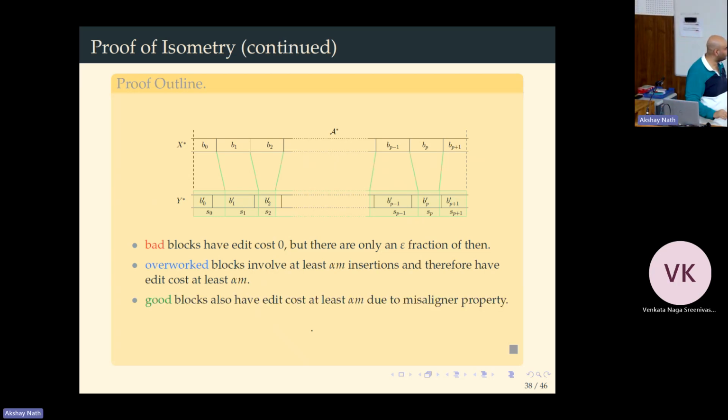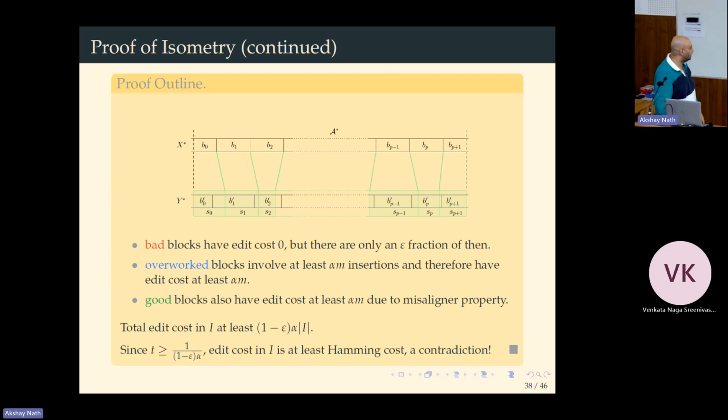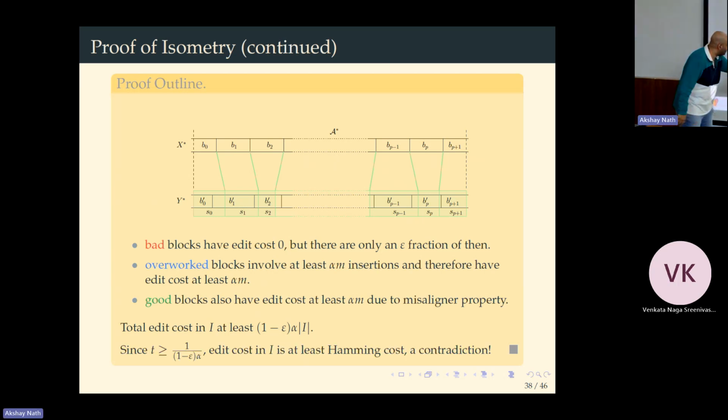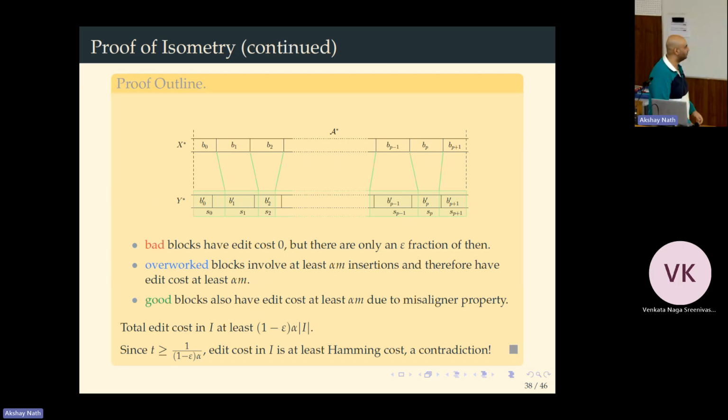And in the good block, if it's going from m to something small, then the misaligner property tells us the distance has to be at least alpha m. So in either case, I'm gaining alpha m on a 1 minus epsilon fraction of the blocks. So that's how we get this distance. And if you choose your T to be greater than the denominator, like those two things, we have that the edit cost is more than I over T.